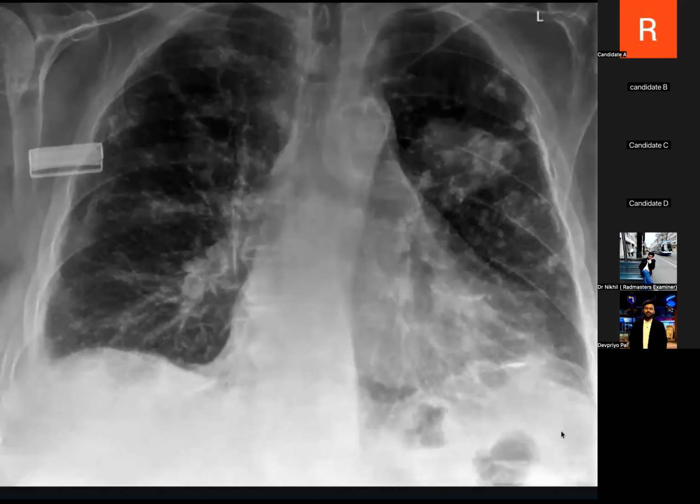Right. Are you able to? Okay. Right. So this patient presented with occasional breathlessness and dyspnea. So you can start presenting your case.